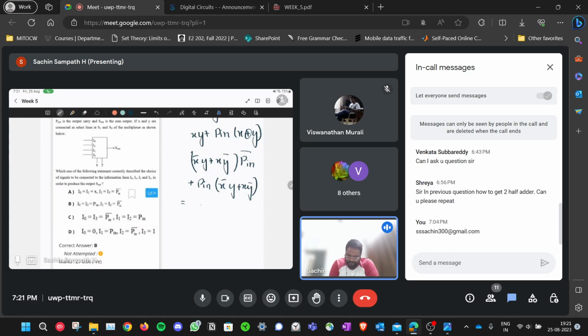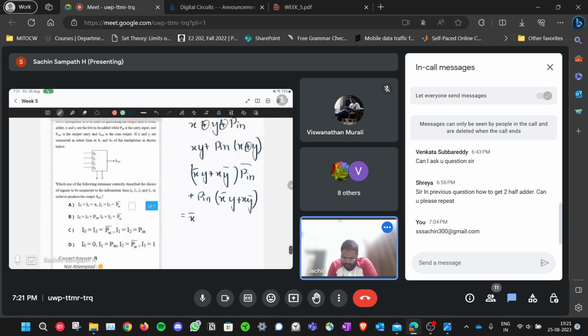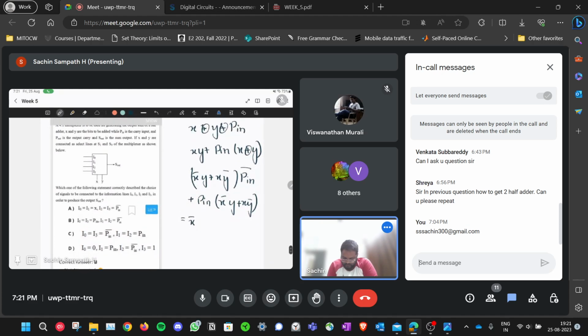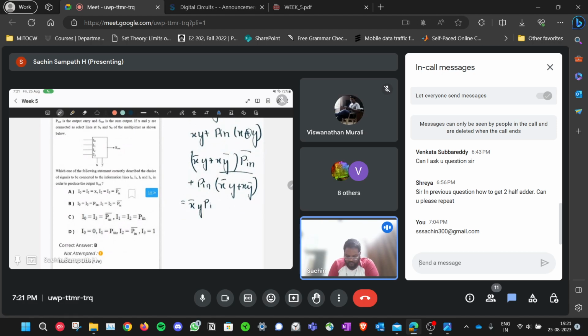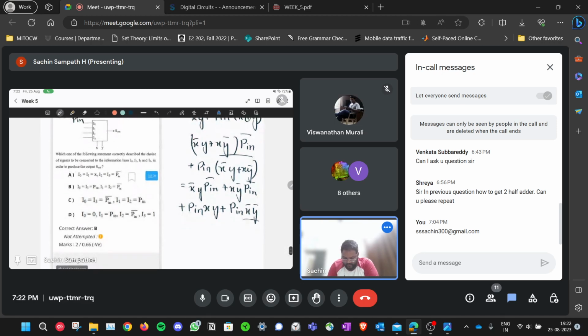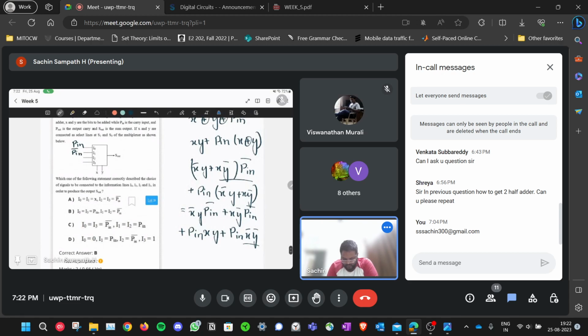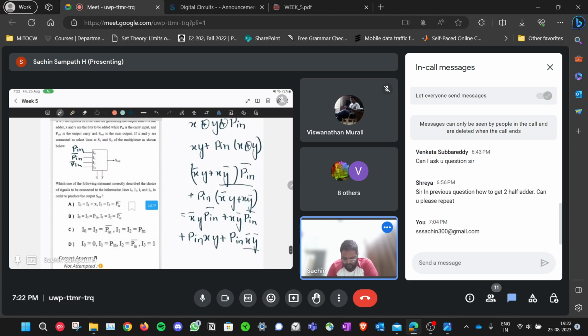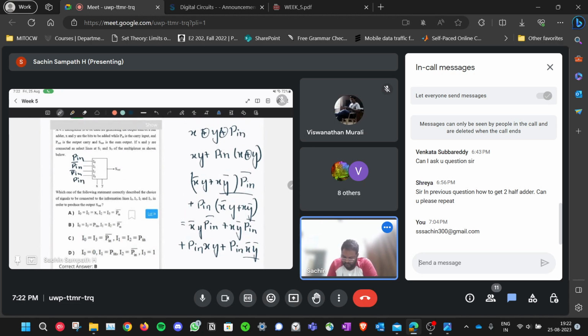So this is the complement. X bar Y P in bar plus XY bar P in bar plus P in into what will this come out as? XY plus X bar Y bar, right? It's XNOR. XY P in plus P in X bar Y bar. XY is the select lines. X bar Y bar you give P in. X bar Y you give P in bar. XY bar you give P in bar. And XY you give P in. Which one is it? B, right?